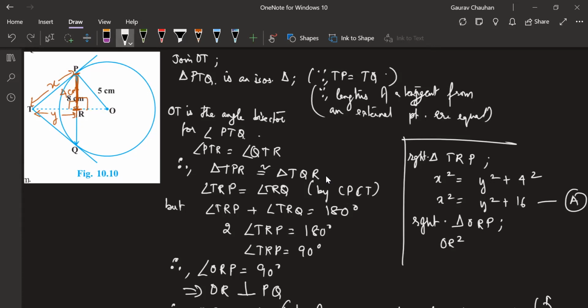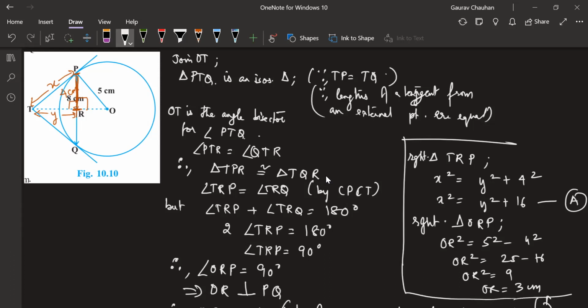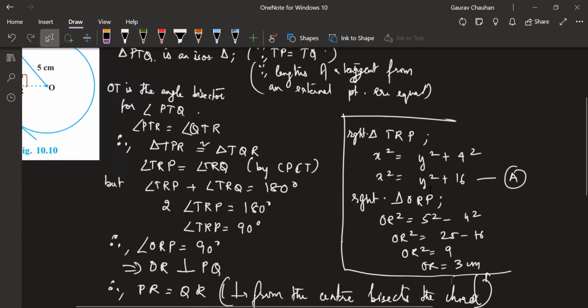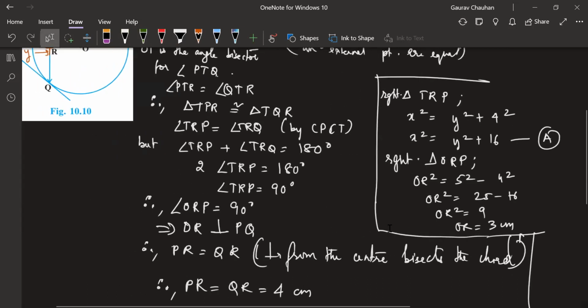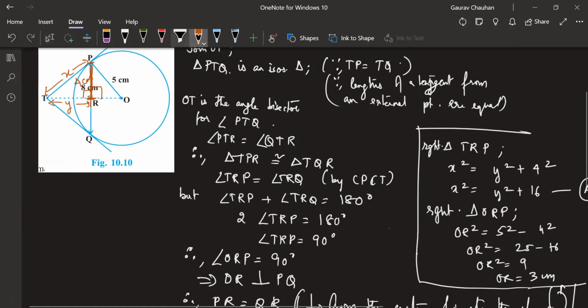So OR square is equal to 5 square minus 4 square. So OR square is equal to 25 minus 16. OR square is equal to 9, or OR is equal to 3 centimeter. The positive root I'll be taking because it's length. Yeah. Now after this, let's continue here. Having done this, I know the length of this also.